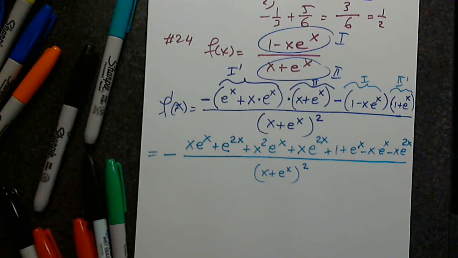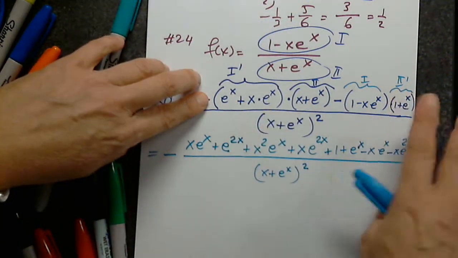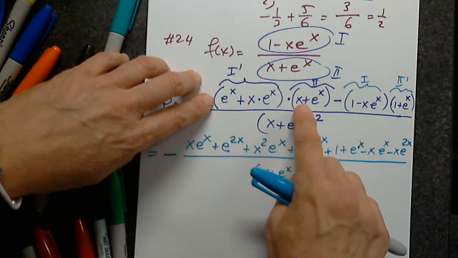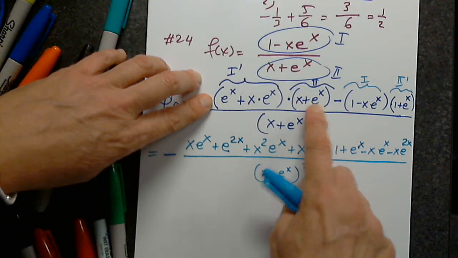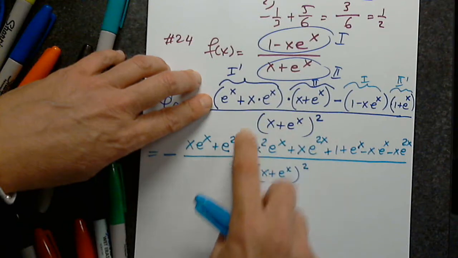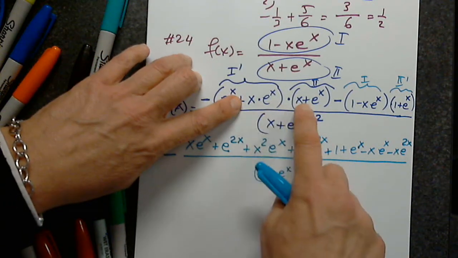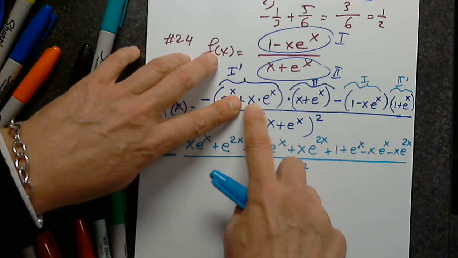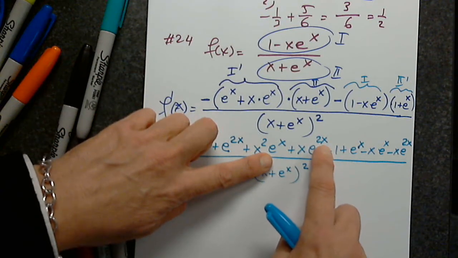Should I show this step again? Yep. Very good. We took the minus from both of them and put them in front. Now everything is positive except what is inside. I can't change that. e to the x times x is x e to the x. e to the x times e to the x, I copy the base, add the exponents. x e to the x times x is x squared e to the x. And x e to the x times e to the x is x e to 2x.